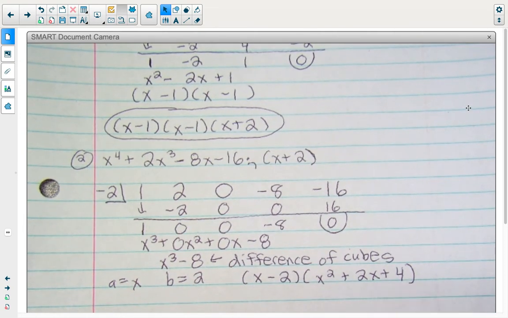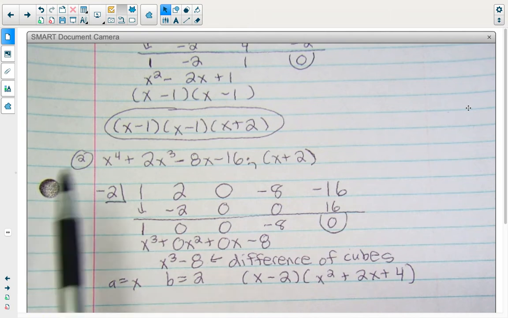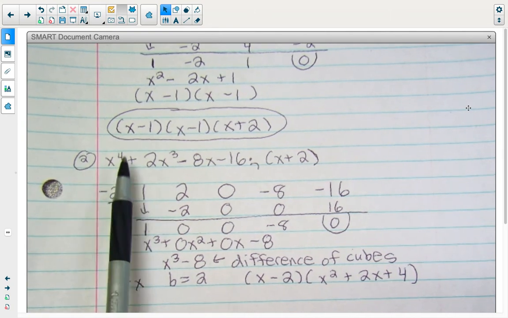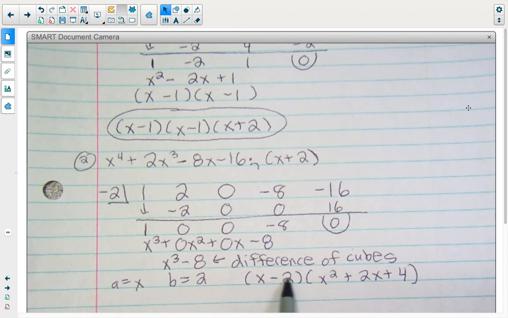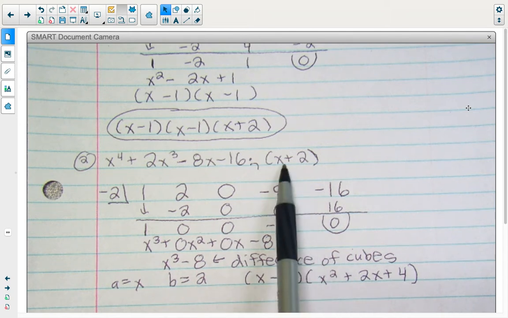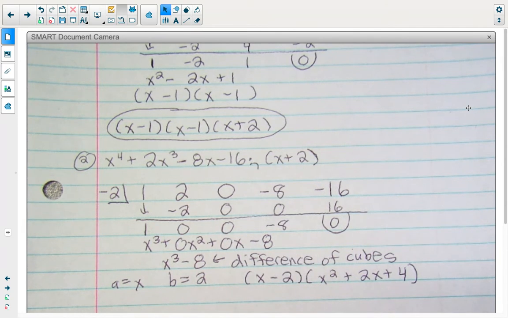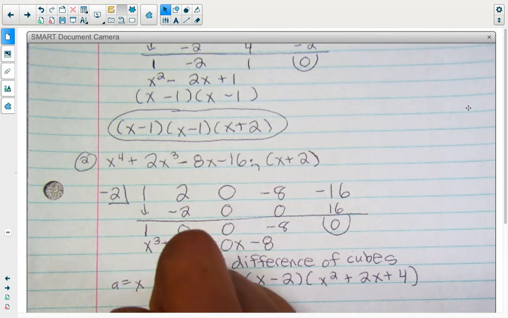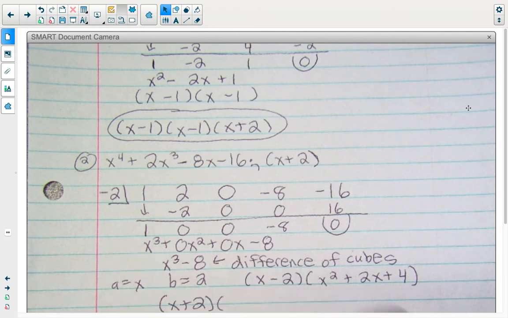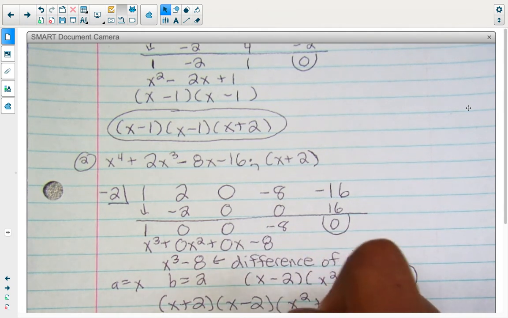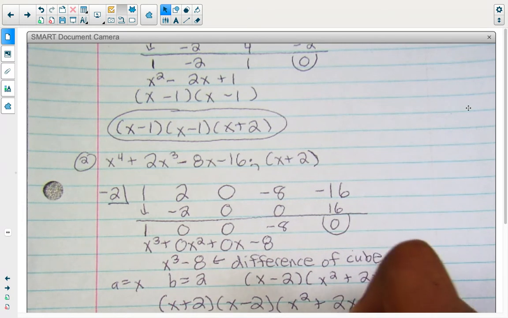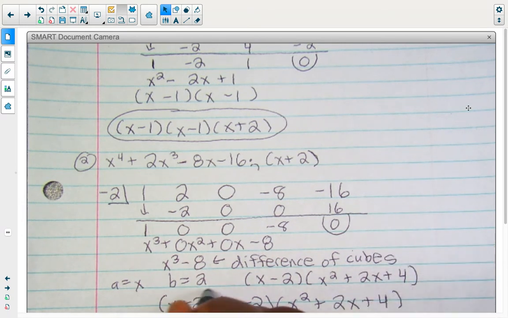So my final answer, this is x to the fourth. So we need to make sure we have fourth exponents when I add them all together. So this counts as 1. This counts as 2 because of this 2 here. And then I was given 1 in the problem. So now we have all 4 factors that we need. 1, 2, 3, 4. So my answer is x plus 2 times x minus 2 times x squared plus 2x plus 4.